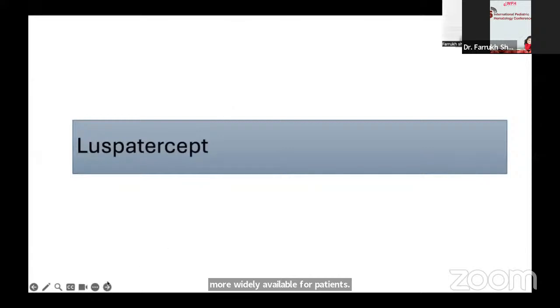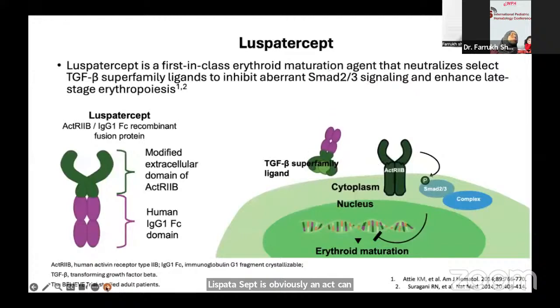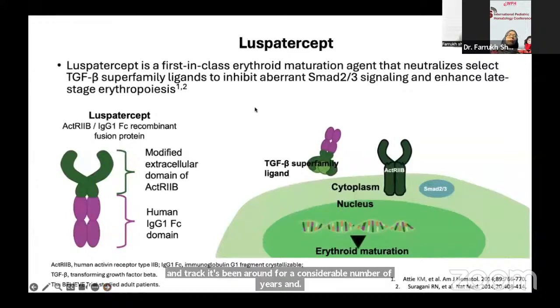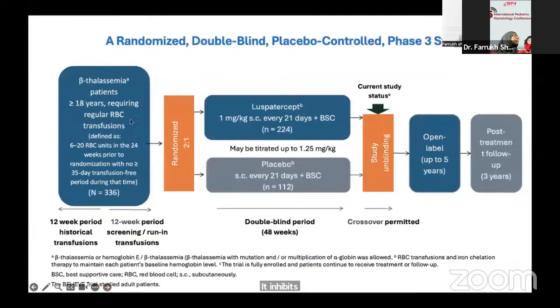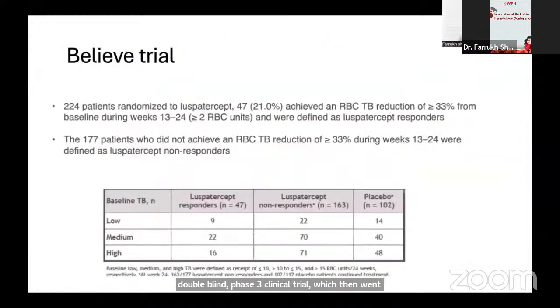Luspatercept is obviously an activin B receptor ligand trap. It's been around for a considerable number of years, and it inhibits aberrant SMAD2/3 signaling and enhances late-stage erythropoiesis. The BELIEVE study, everyone's very familiar with the layout of the BELIEVE study, so I'm not going to repeat this, but it was a placebo-controlled, double-blind phase 3 clinical trial, which then went on into an open-label extension.